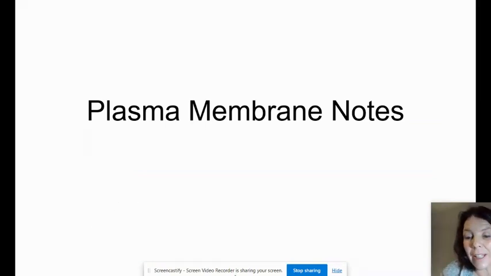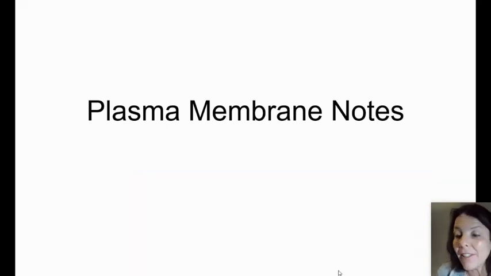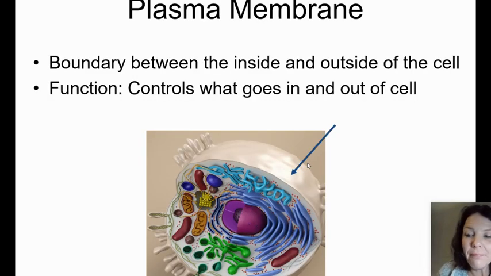In today's notes, we will explore the properties of the plasma membrane. Now, you may not recognize that name, but as you look at the cell, you see that outer membrane and you think, that's a cell membrane. It's the boundary between the inside and outside of the cell. And you may recall that the role of the cell membrane is to control what can enter and exit the cell.